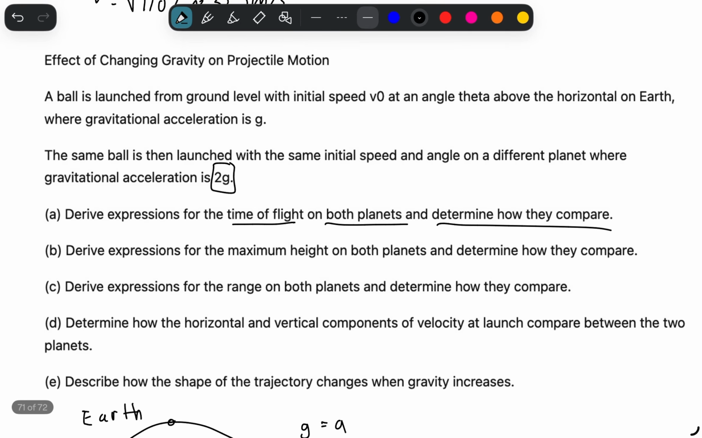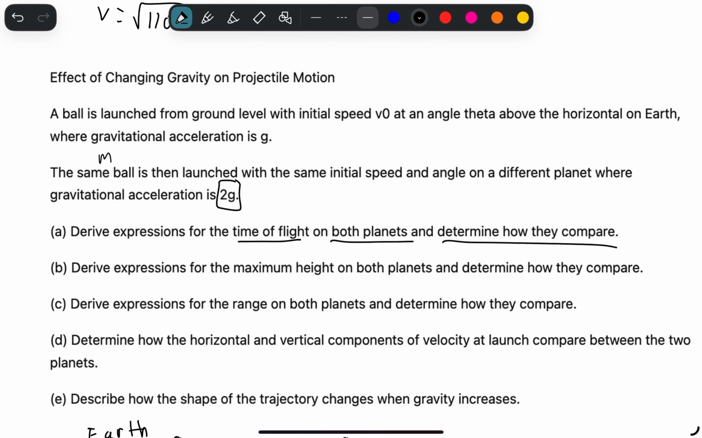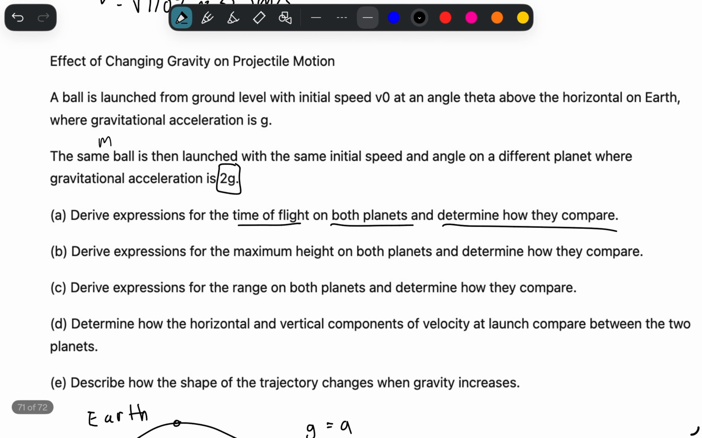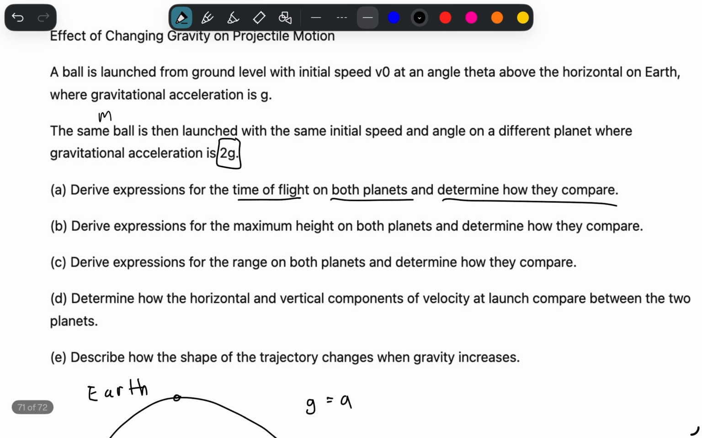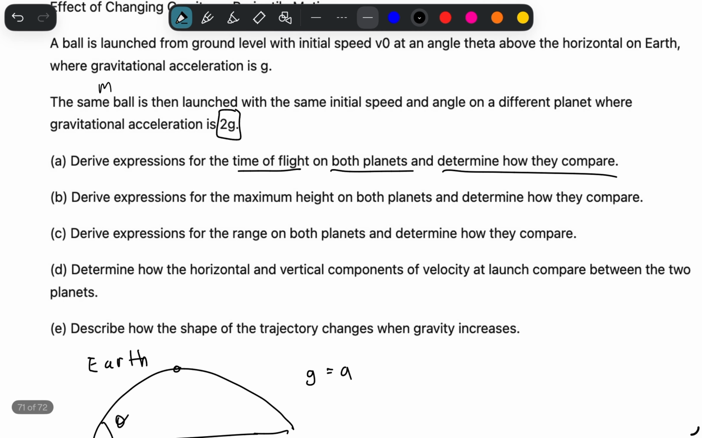In this video, we're going to be doing an AP Physics 1 FRQ on the effects of changing gravity on projectile motion. So we have a ball that is launched from ground level with a speed of v initial at an angle theta above the horizontal on Earth, where our gravitational acceleration is g. That same ball, mass m, is going to be launched with the same initial speed at the same angle on a different planet, where the gravitational acceleration is going to be 2g.